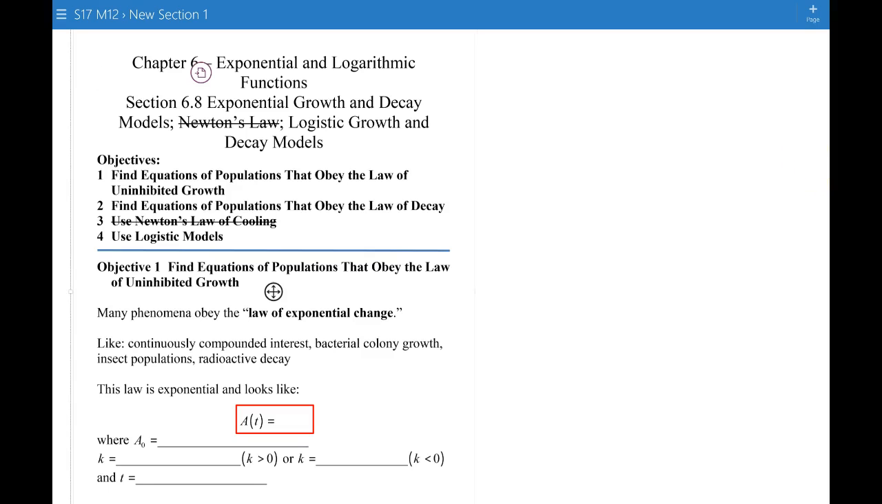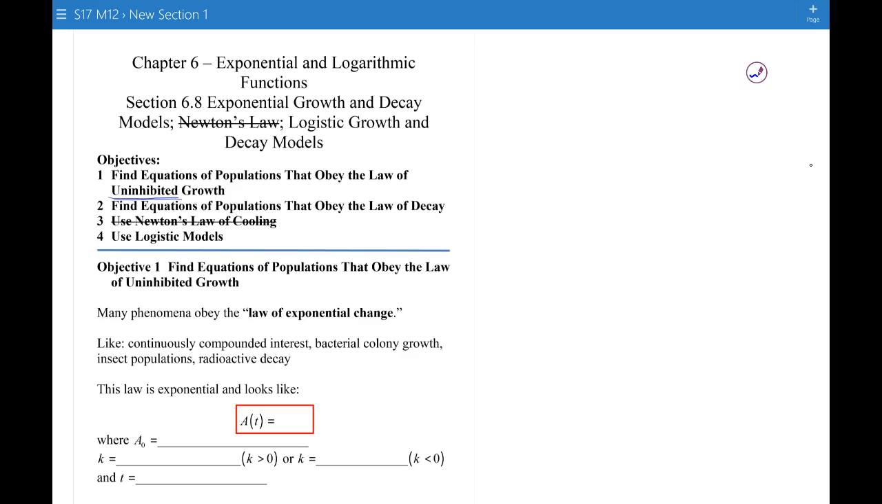Last section of chapter 6 is exponential growth and decay. So we're going to find equations of populations that obey the law of uninhibited growth. That's if there's nothing that limits the amount of growth. There's unlimited food, say, and space. And then we're going to find equations of populations that obey the law of decay.